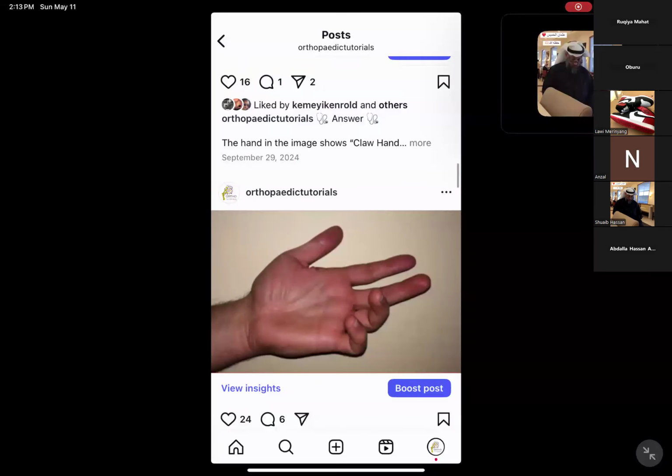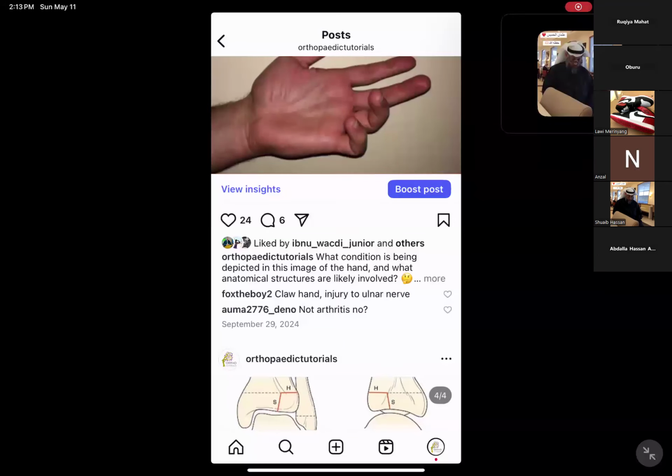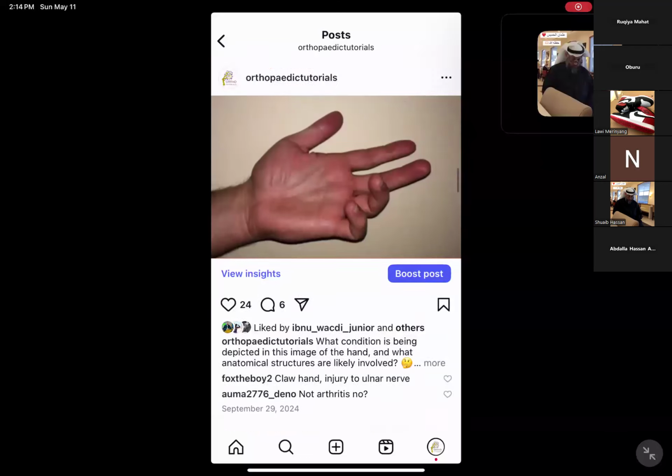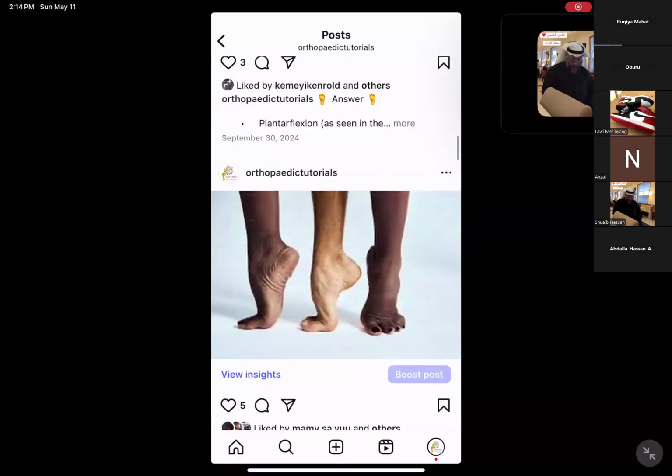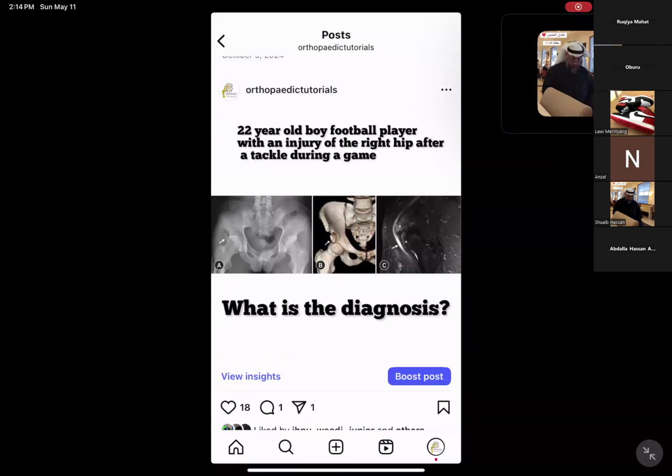So I think this is obviously an ulnar claw hand, all right? What's the diagnosis? Ulnar claw hand. So I think that this is quite a comprehensive perspective of a number of orthopedic conditions. Some of the things may be quite difficult. Some of the things are a bit easy. Okay, this is another one, anterior inferior iliac spine, where you have attachment of the rectus femoris.